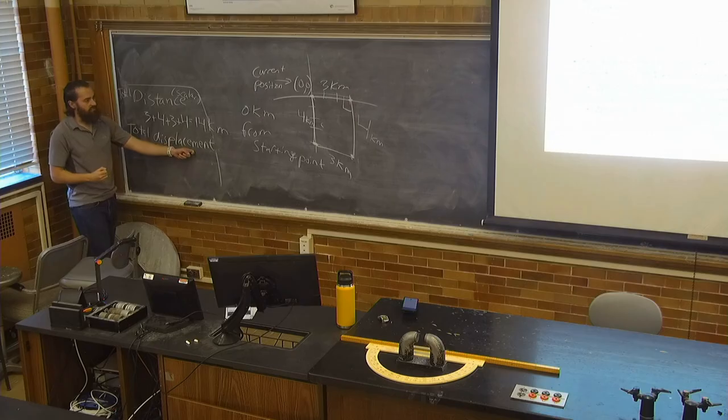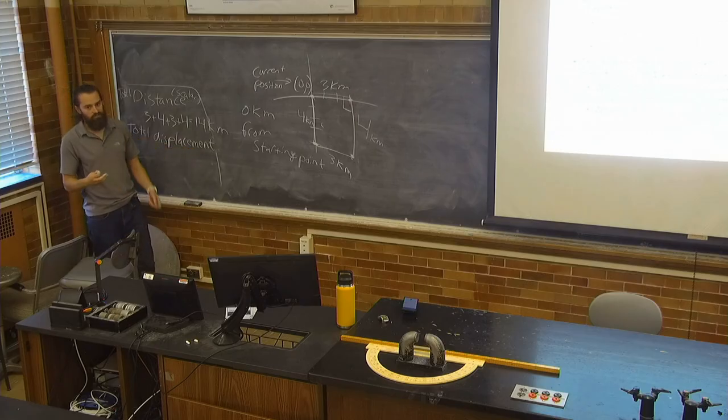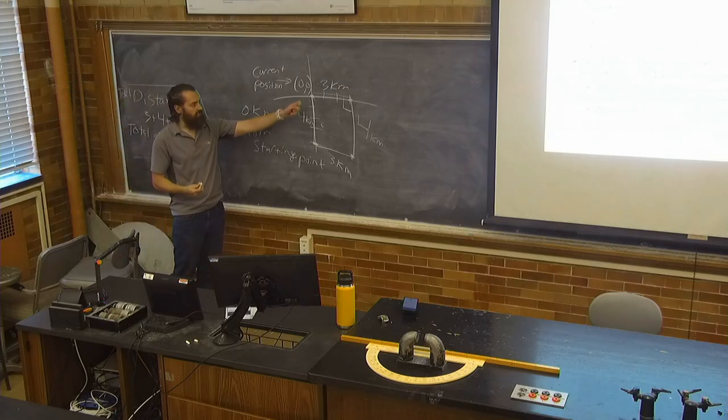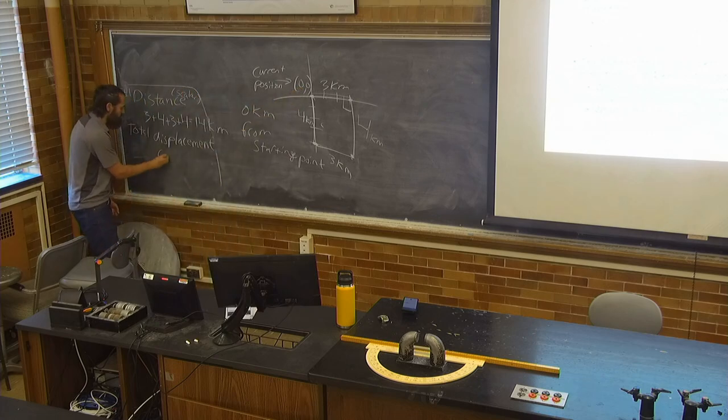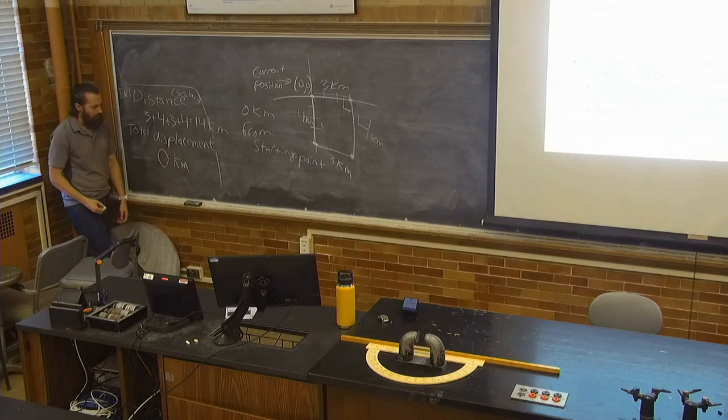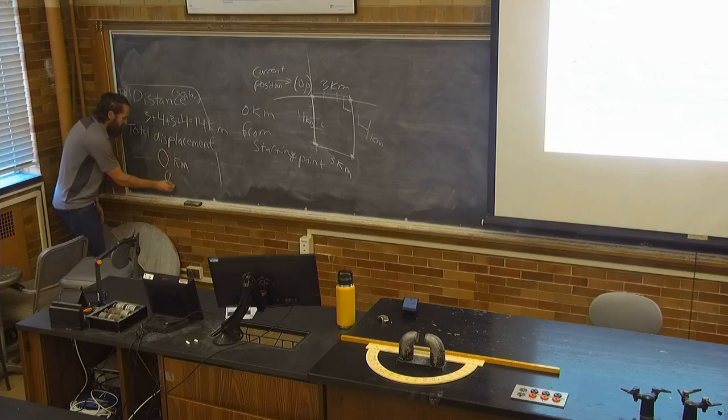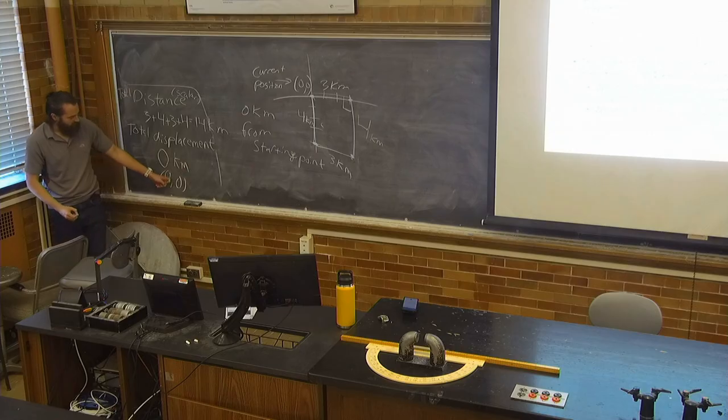Total displacement is how far you are from where you started. So they're at the same place that they started, so their total displacement would just be 0 kilometers. Or you could say 0, 0 to show that they moved 0 in the x direction and 0 in the y direction.